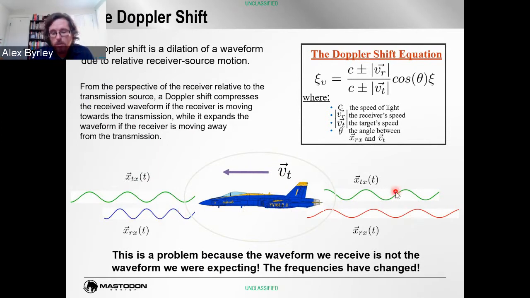On the flip side, if we were moving away from the transmitter, it's going to send us this green line again, and what we're going to get back is this red signal here. It's expanded in time due to the Doppler shift, and it looks like it has a lower frequency. Of course, this is a problem, because the signal we receive is not the signal that we were expecting. The frequencies have changed. And if we're using multiple frequencies at once, multiple carriers, this problem gets a lot worse, because this effect is multiplicative, as we can see up here in this equation.